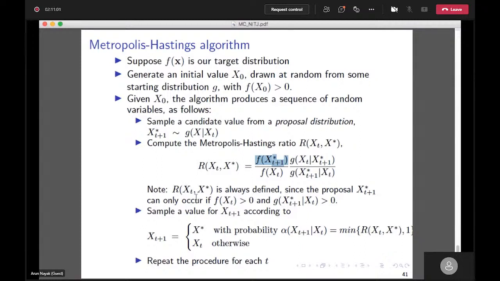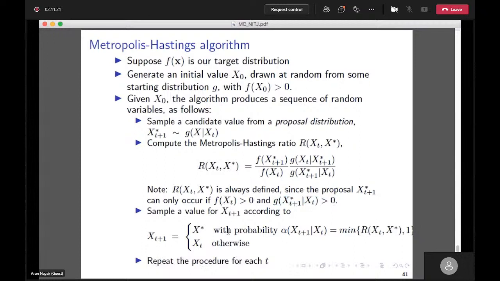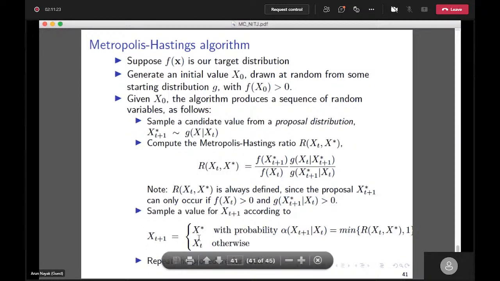Now you will see that this ratio will always be defined, since the proportional distribution for xt plus 1 can only occur if f of xt is greater than 0. Okay. And also this is greater than 0. Now you can sample the values xt plus 1 according to the following probabilities.